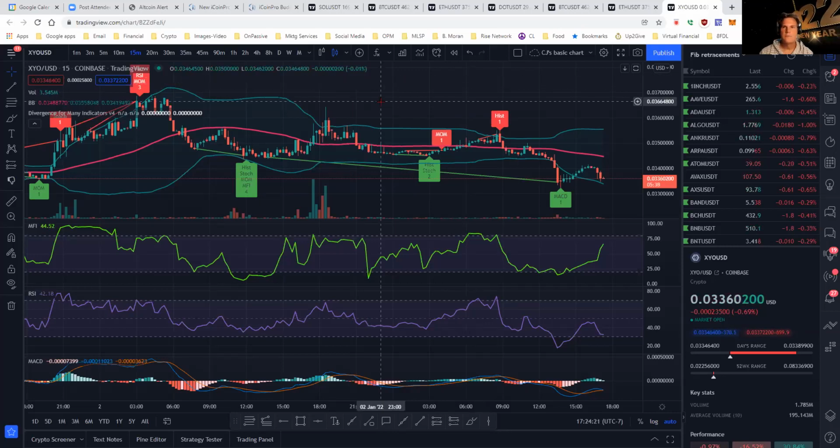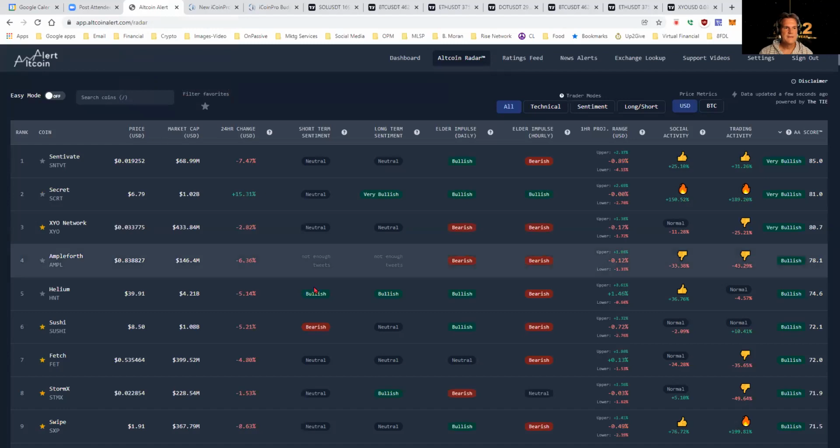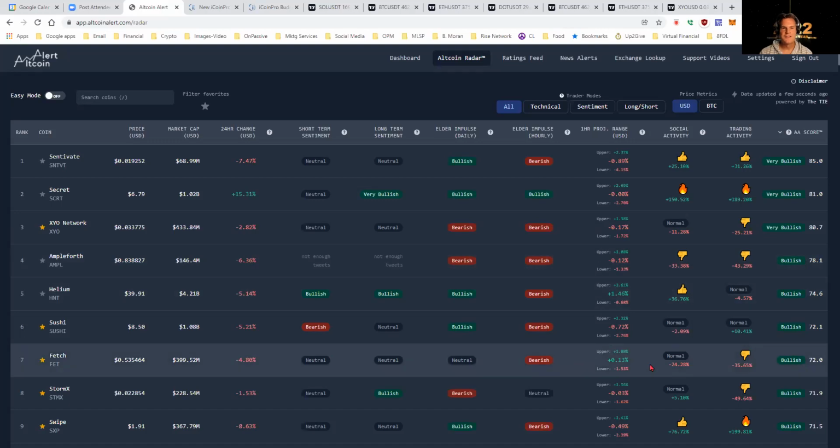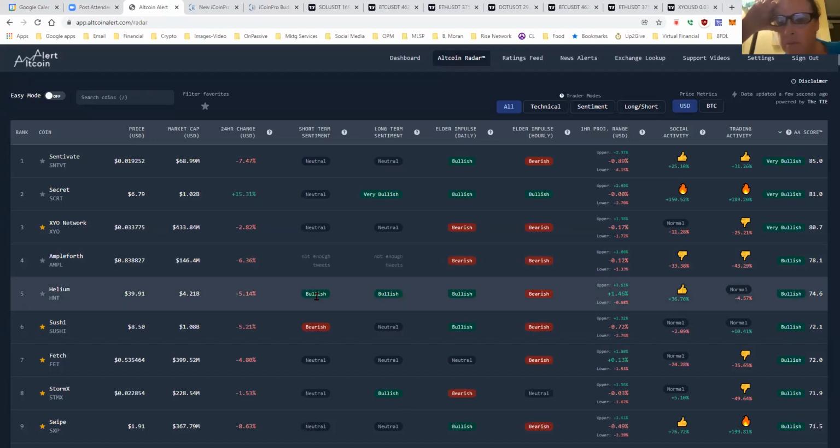All right, let's see what else we have in Altcoin Alert. So that's the AA score. I looked at Ampleforth as well, and it looked pretty similar to what we just looked at. And I'm running a little behind due to all my extra stuff today. Do you want to look at Helium? I have Helium, so I'm just curious. Sure, we can look at one more.